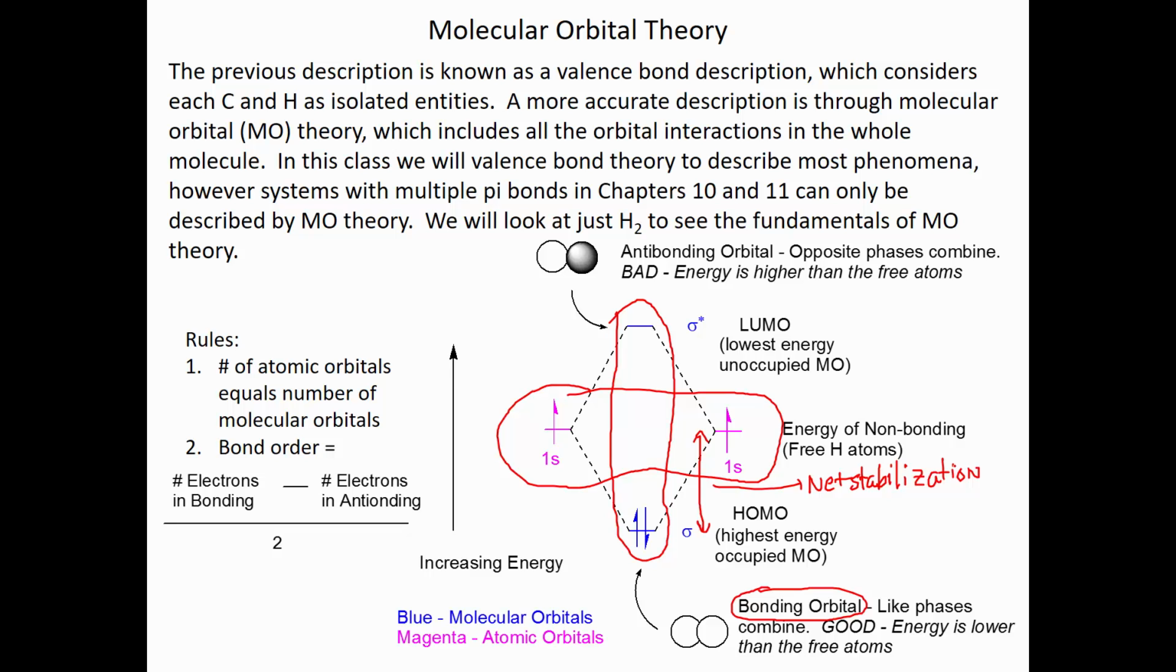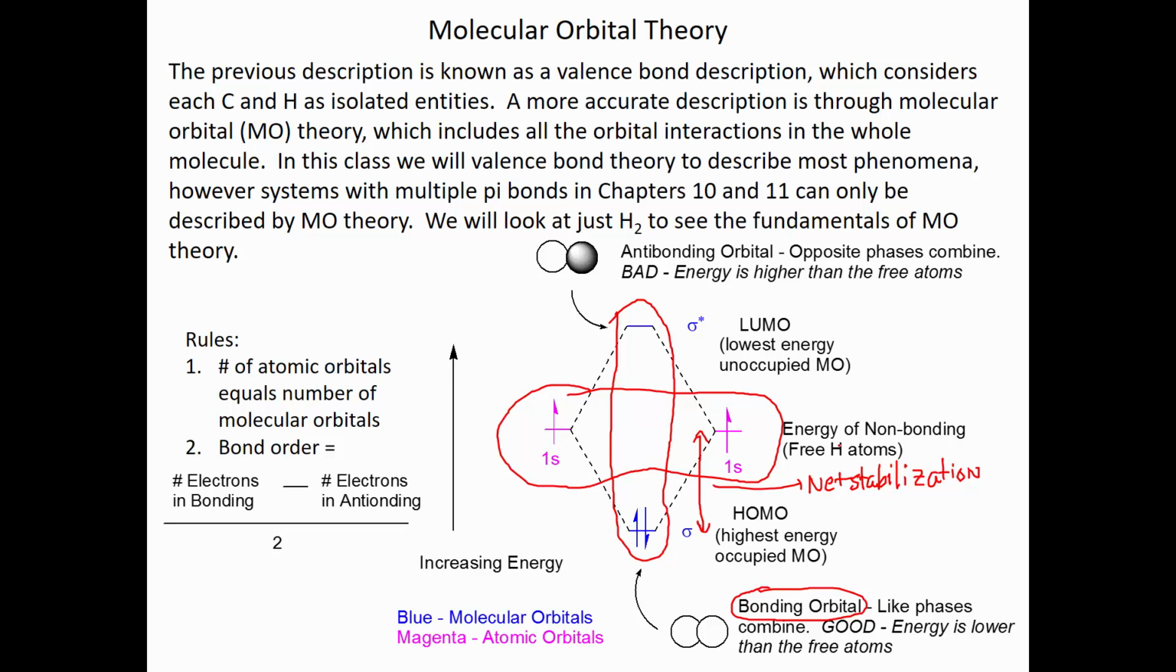it's just how much lower in energy are the electrons after we make the molecular orbitals than they were before. It's really the difference between the energy of the bonding orbital and what we call the energy of non-bonding. This is the energy of hydrogens that never found each other.